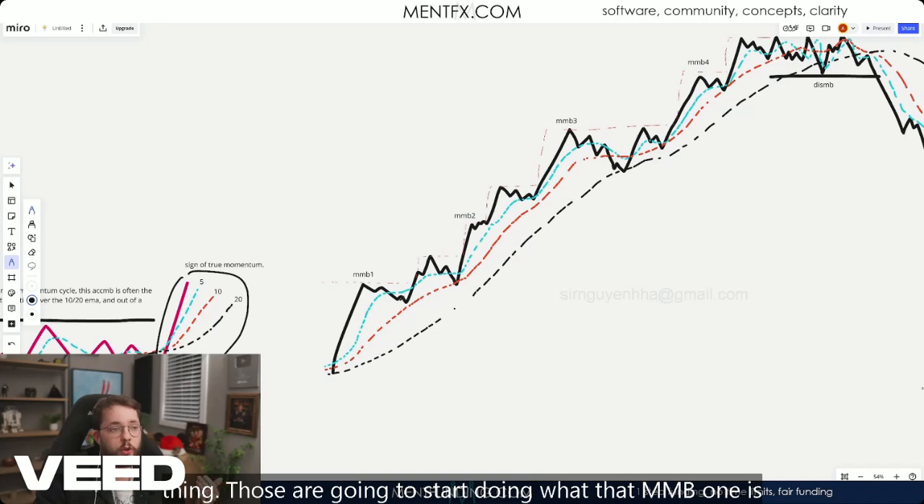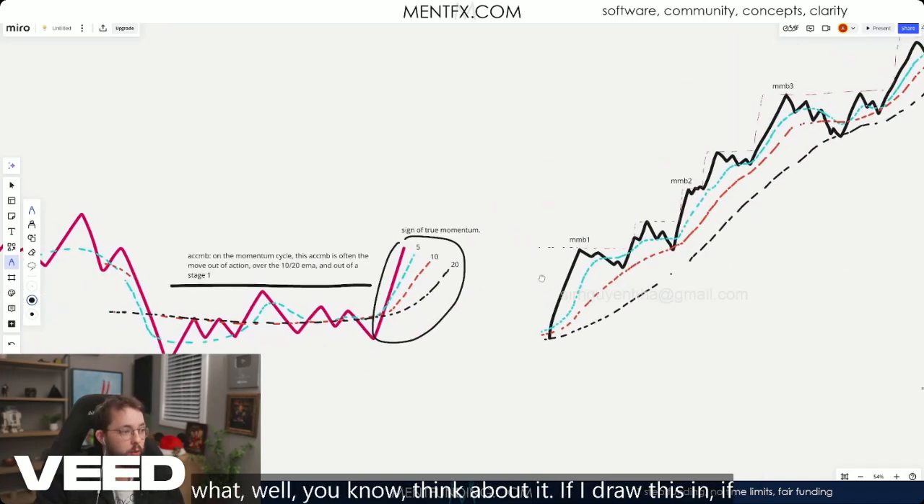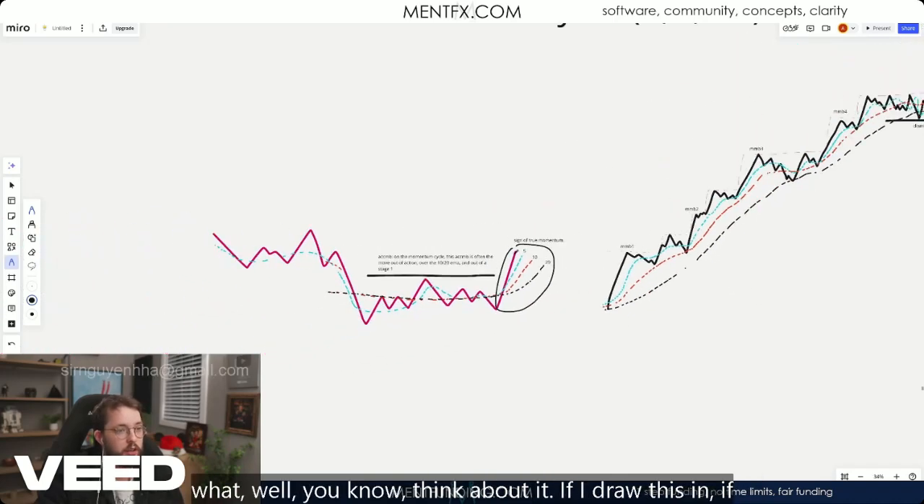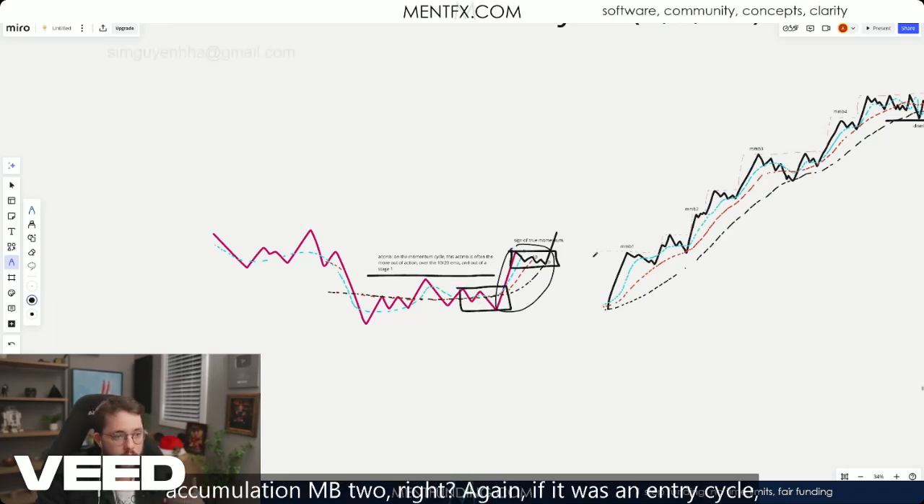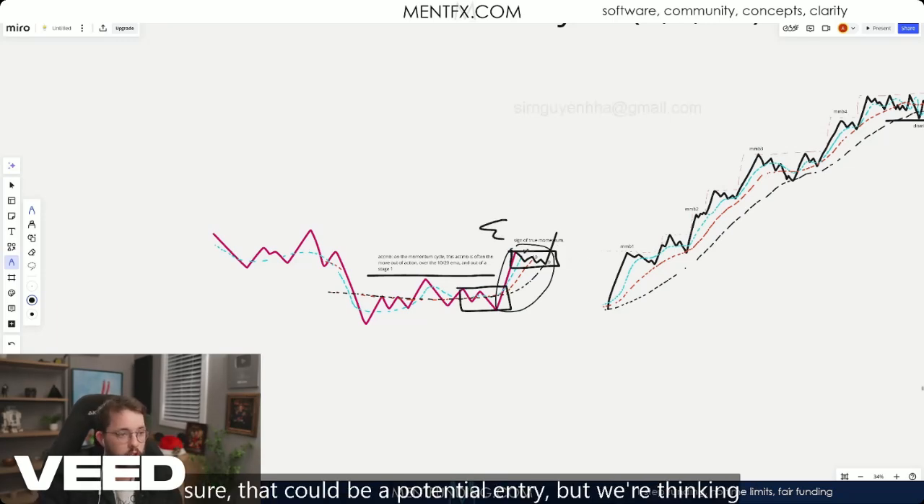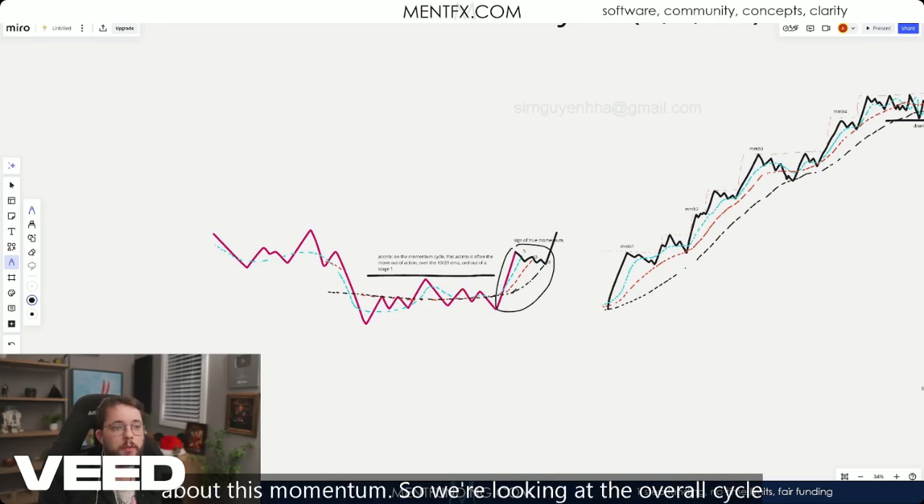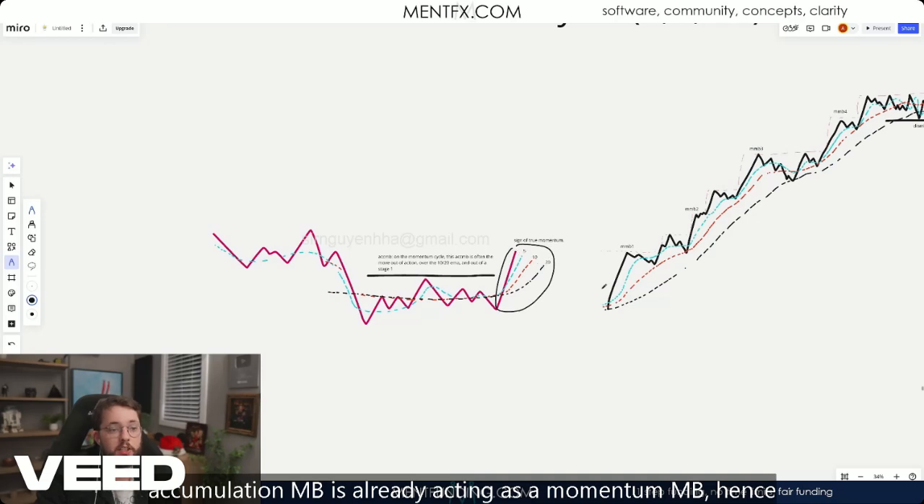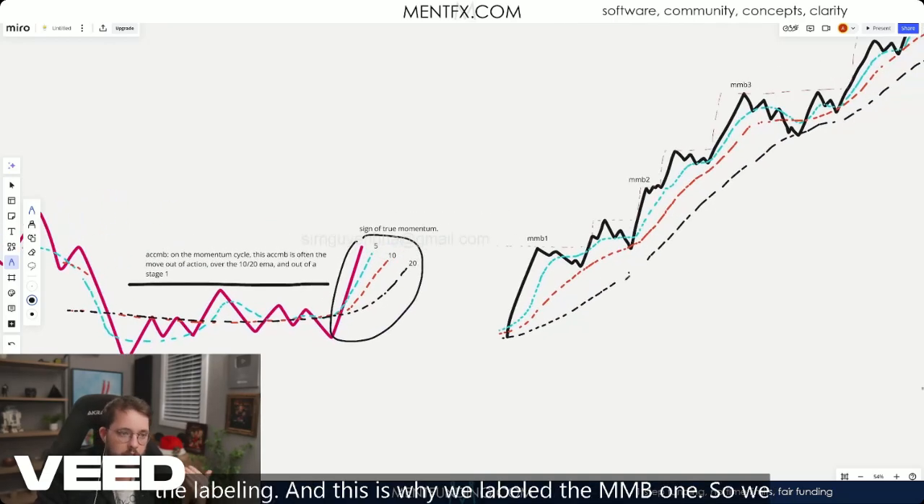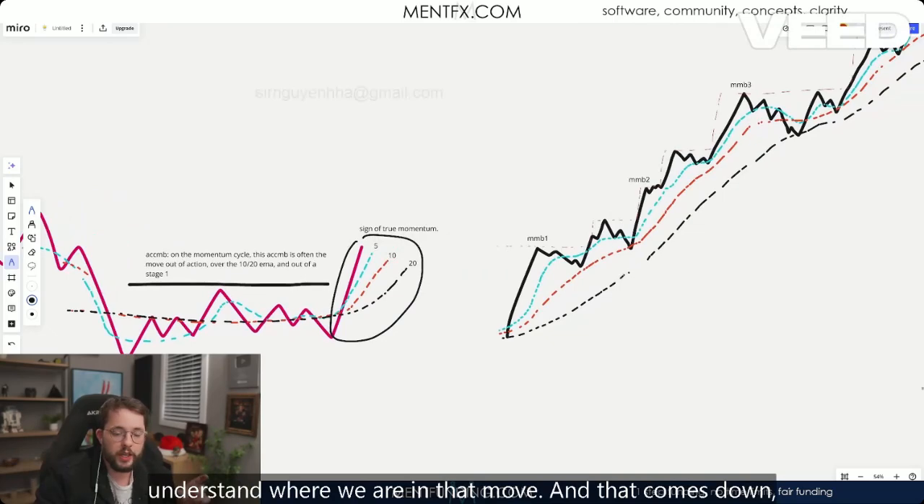Those are going to start doing what? That MMB1 is what? Well, think about it. If I drew this in, here's that line until it went. Again, same thing I've already taught you: accumulation MB1, accumulation MB2. Again, if it was an entry cycle, sure, that could be a potential entry, but we're thinking about this momentum. So we're looking at the overall thing that's coming out of the stage 1 as the accumulation MB. And again, the next accumulation MB is already acting as a momentum MB, hence the labeling. And this is why we labeled the MMB1, so we understand where we are in that move.